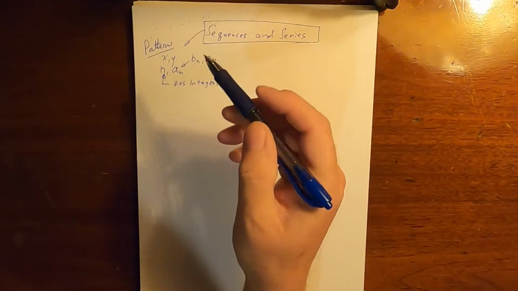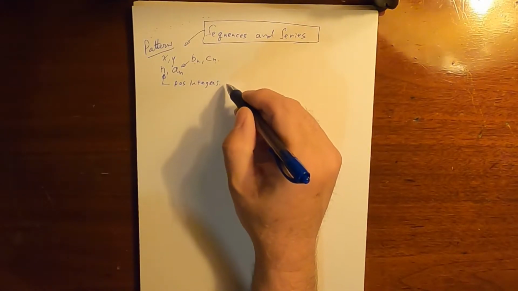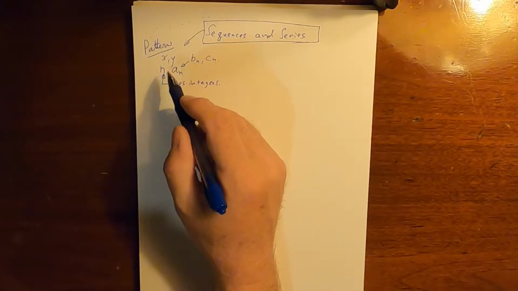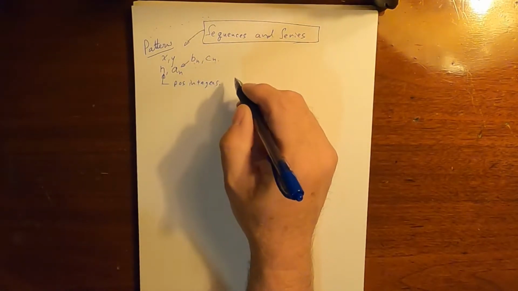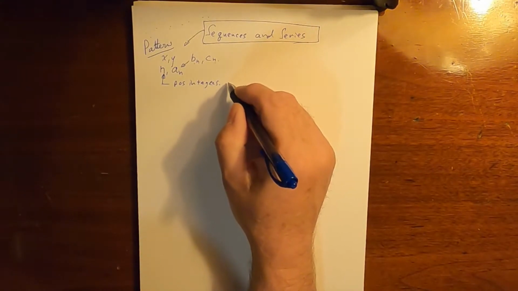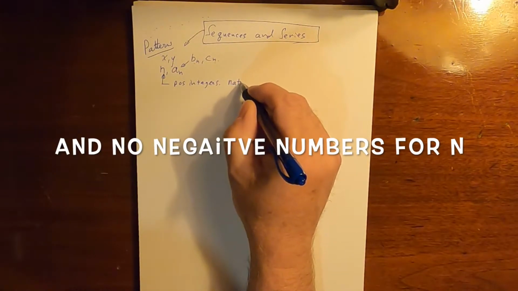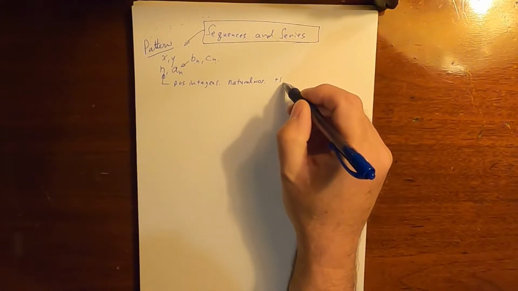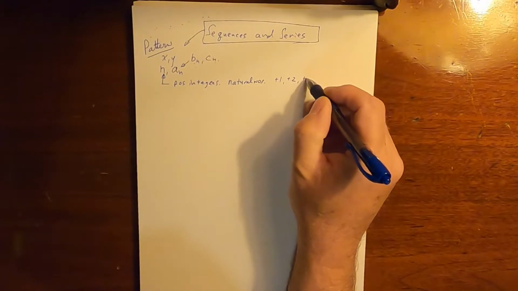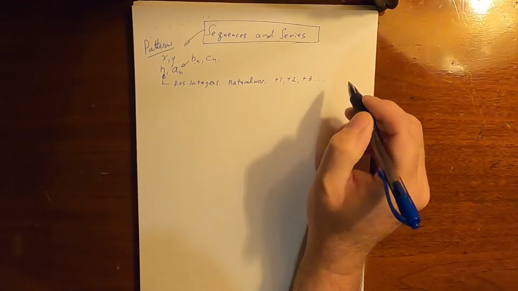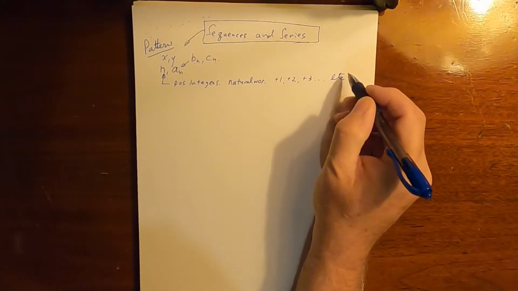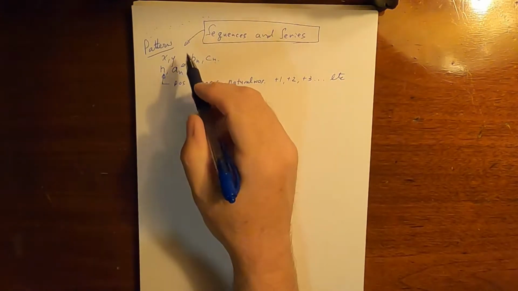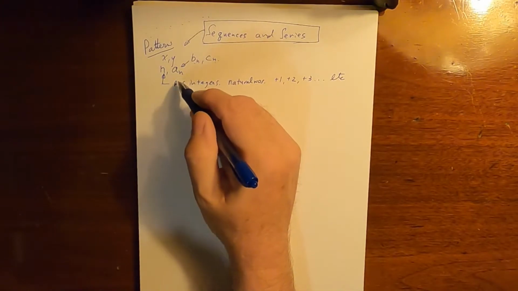You're not going to see decimals or fractions here for N. It's only positive integers, and I believe they're called the natural numbers, meaning +1, +2, +3, dot dot dot, etc. So that's what N values take on. So the Y can take on any form.